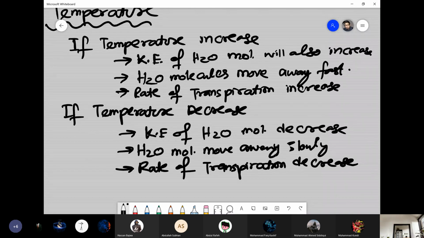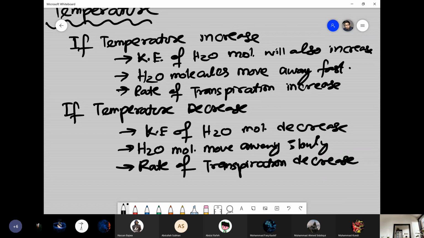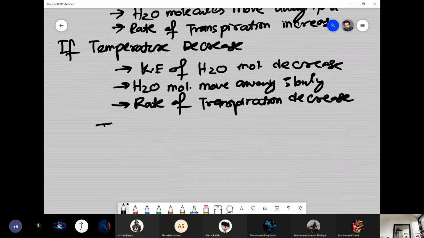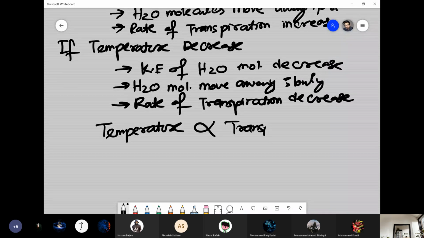So it means that with increase in temperature, rate of transpiration increases, and with decrease in temperature, rate of transpiration decreases. So it also means temperature is also directly proportional to transpiration. With increase in temperature, transpiration will increase, and with decrease in temperature, the transpiration will decrease. So that is why they are also directly proportional to each other.